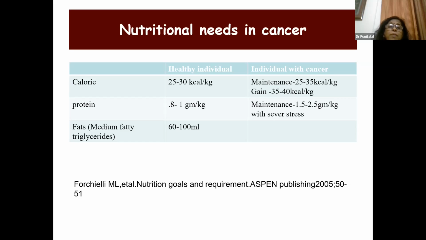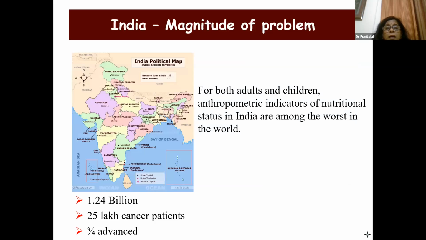We can think of giving them about 25 to 30 kilocalories per kg body weight, which is what we just heard in the previous lecture by Dr. R.K. Singh. Similarly, proteins have to be maintained, and fats also, including medium chain triglycerides. We must also understand that as Indians, the magnitude of the problem is actually even worse.